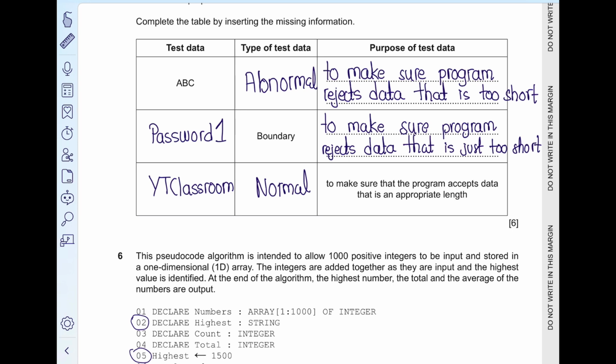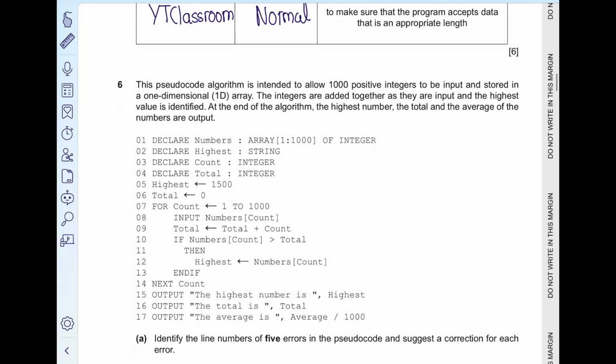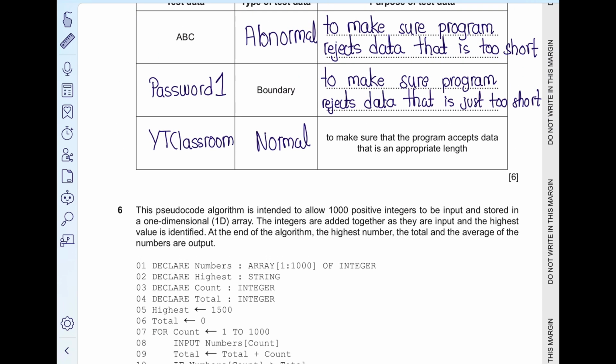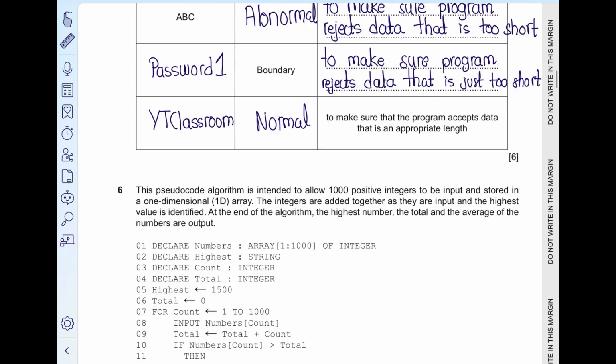Now let's move on to the next question. The next question is somewhat over here. Sorry for that. So we're going to move to this question. I hope the previous one was clear: abnormal data, boundary data, and normal data. And this is often a very repeated topic. So please make sure you study this topic well.